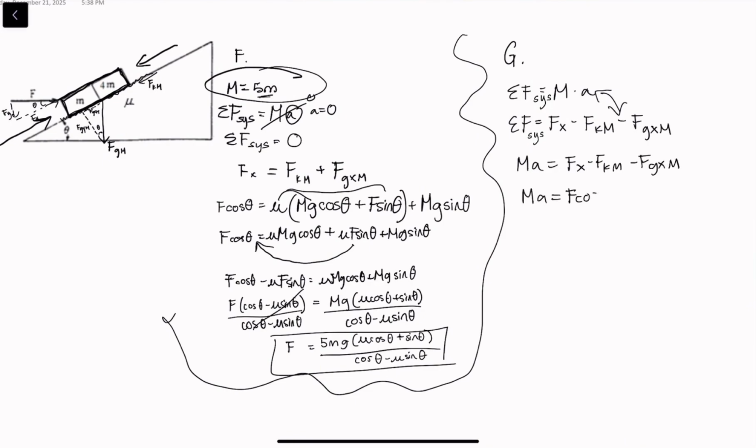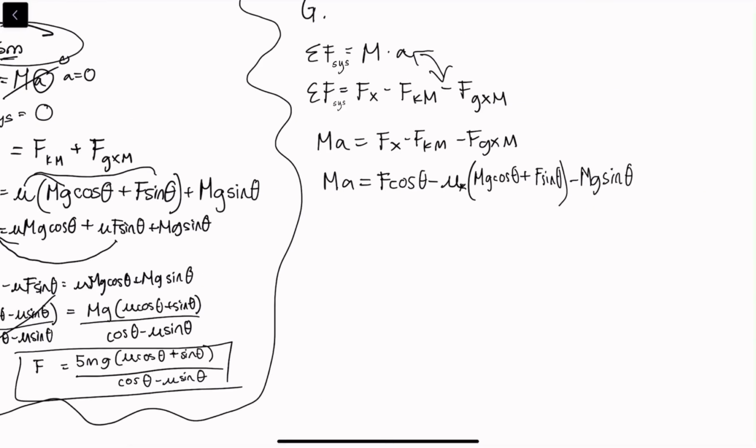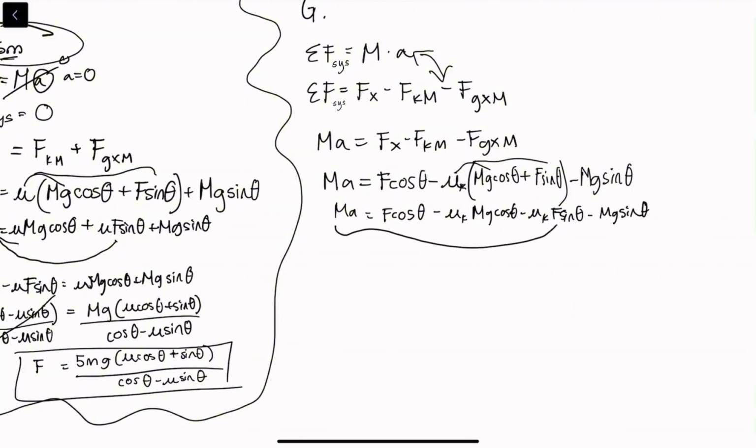Fx is just F cosine of theta minus the kinetic forces from friction. And this time, since it's moving, we can label it mu k. And we want to distribute these. We want the F's on the same side, so let's add this over, subtract this over, and subtract this over.